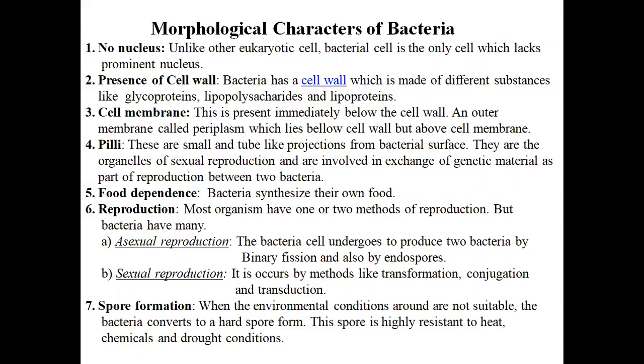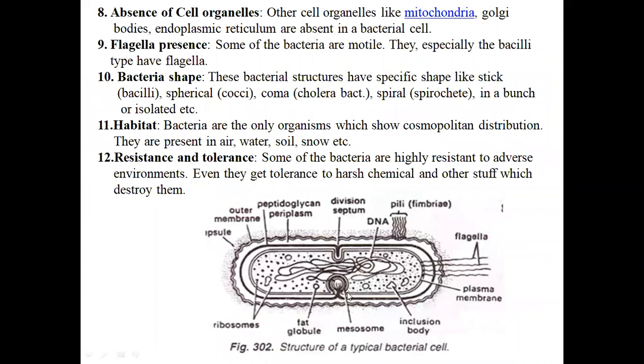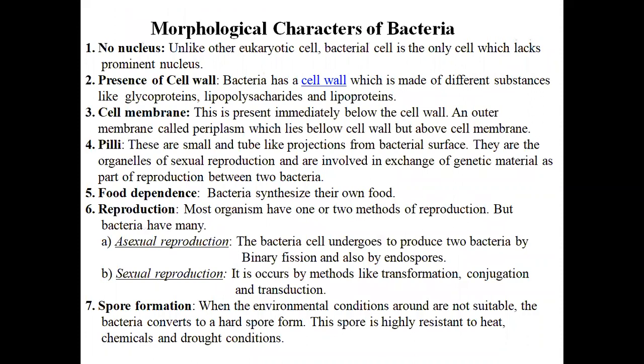Second, presence of cell wall. Bacteria has a cell wall which is made up of different substances like glycoproteins, lipopolysaccharides and lipoproteins. So basically the cell wall is there in case of bacteria, having these basic substances. In this diagram, you can see the bacterial cell outer membrane, as well as the peptidoglycan and the periplasm, between the outer membrane and the capsule. So this is about some of the components present in the cell wall.